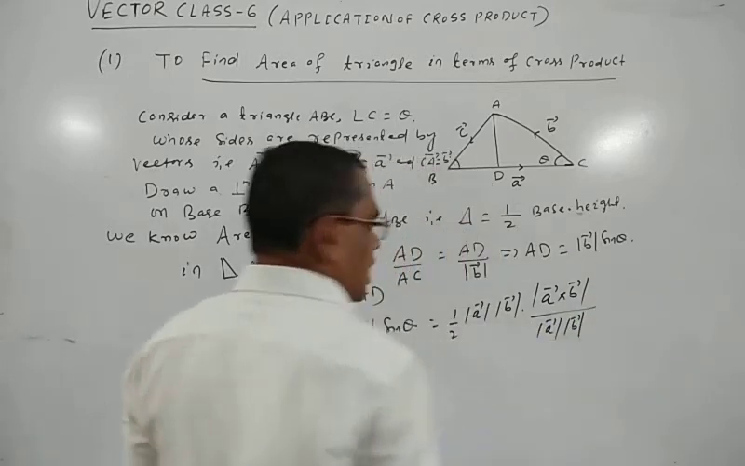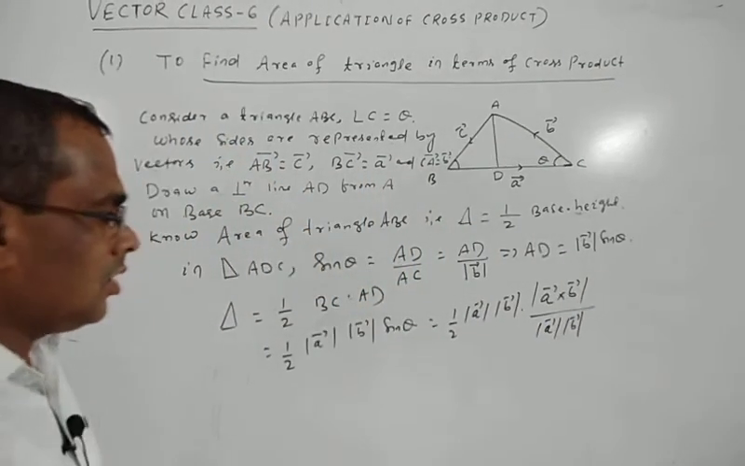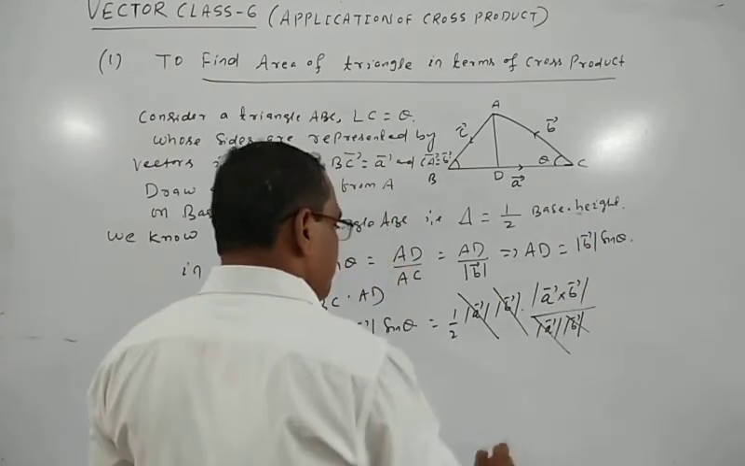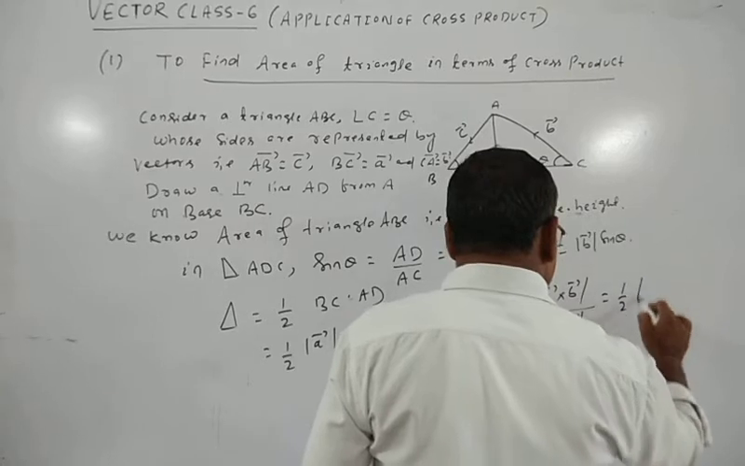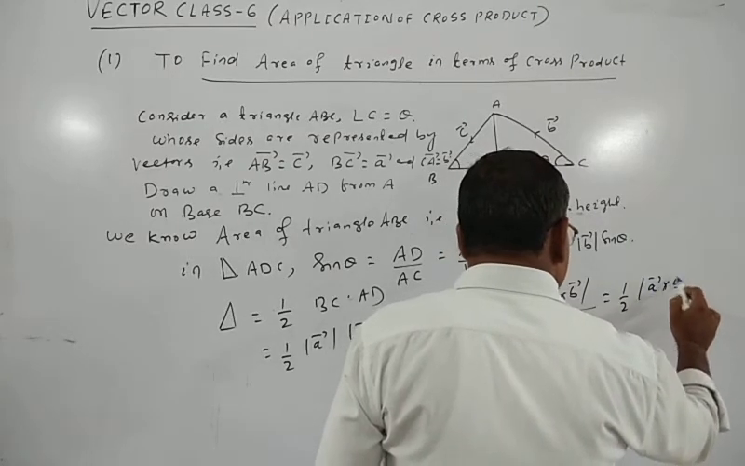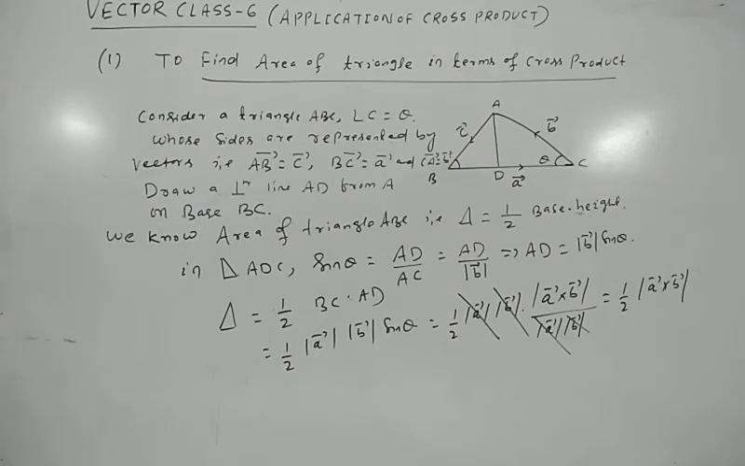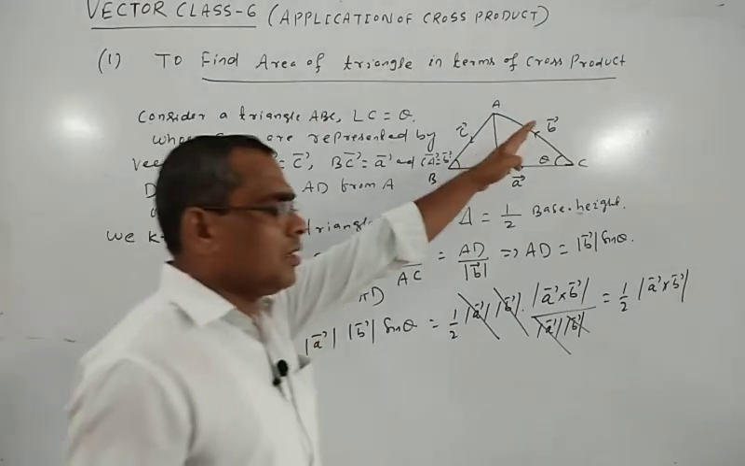This is known as the sine of the angle between A vector and B vector. So the A vector magnitude and B vector magnitude are cancelled. So this is equal to half into the magnitude of A vector cross B vector, and this is known as the area of a triangle whose sides are represented by the vectors A vector and B vector.